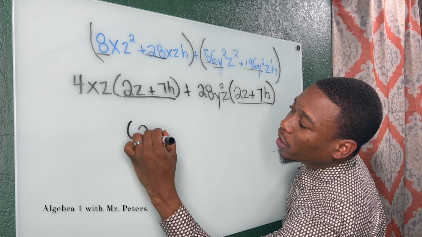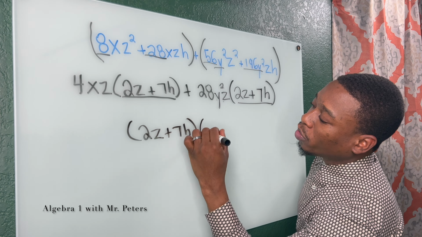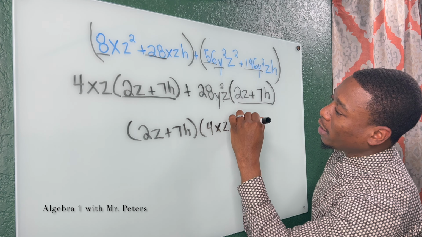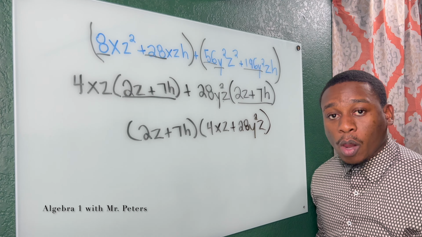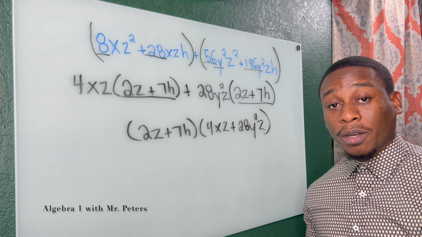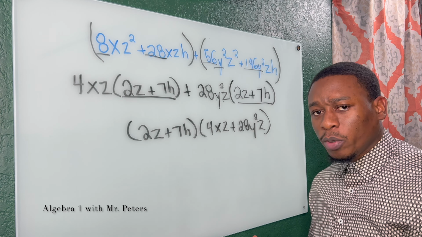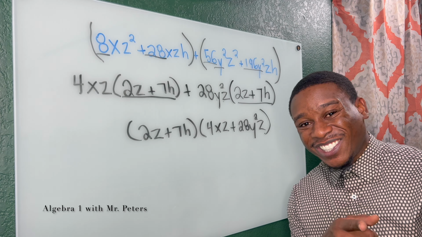We have 2z plus 7 times h, all right? And we're going to multiply that with 4xz plus 28y to the second power z. So this is how we would factor this second problem using grouping. But in our third and last example, how do we factor when we have a trinomial and we have to turn it into grouping? Stay tuned.